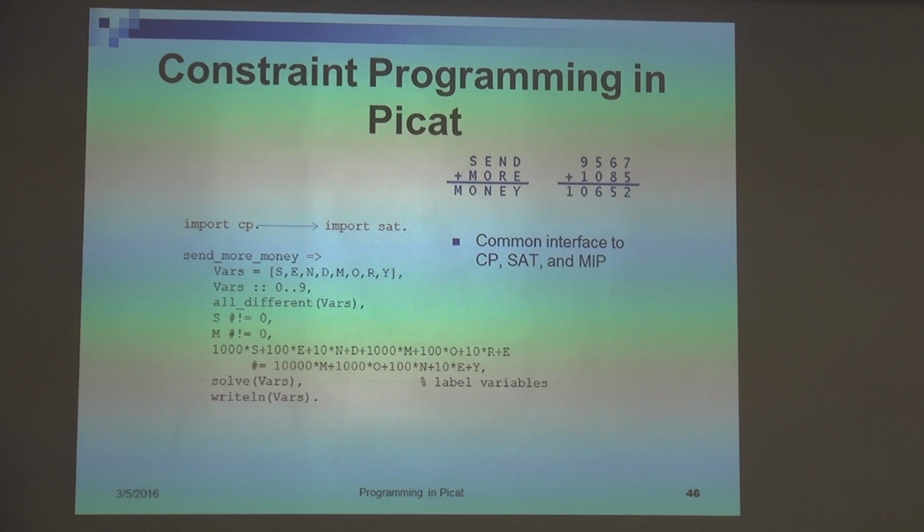Here's the famous send more money example. You create variables, declare the domains, write the constraints, and then use solve to solve the variables. In this example, import CP is used. If you want to switch to another solver, say set, you just change the CP to set. That's it. That's all you need to do.